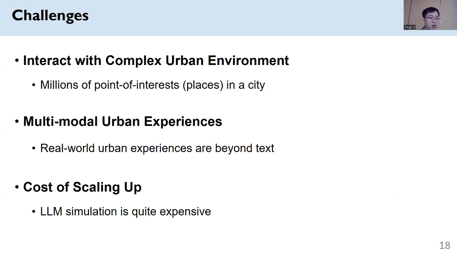The second is that urban experience is multimodal. It's way beyond text. You have images and a lot of other experiences. So how do we give these LLM agents multimodal capabilities? And the last one is how to scale up. If you really run a simulation of LLM systems, you will know it's very expensive. So how we can scale up in a reasonable way is also a very important problem.